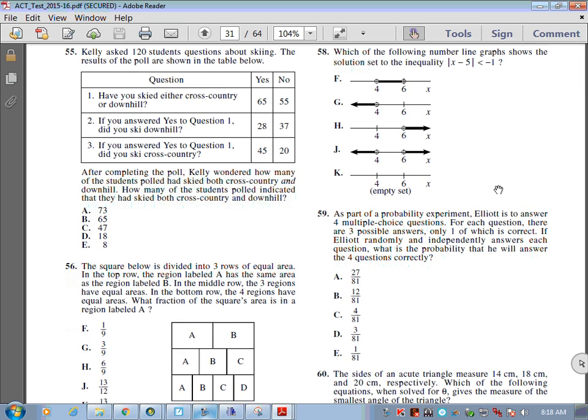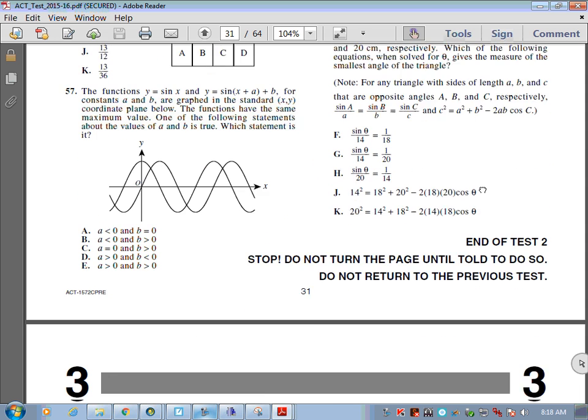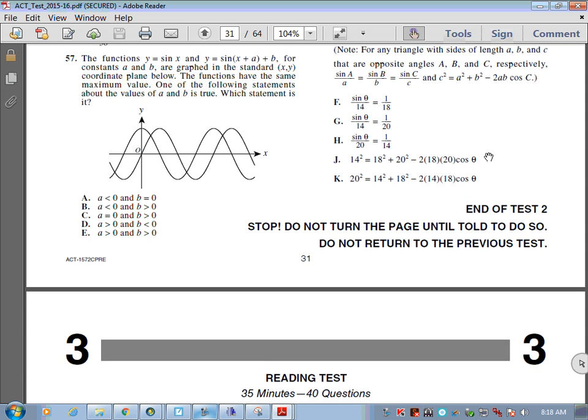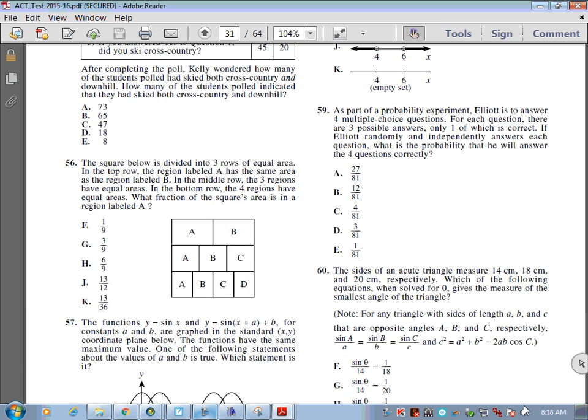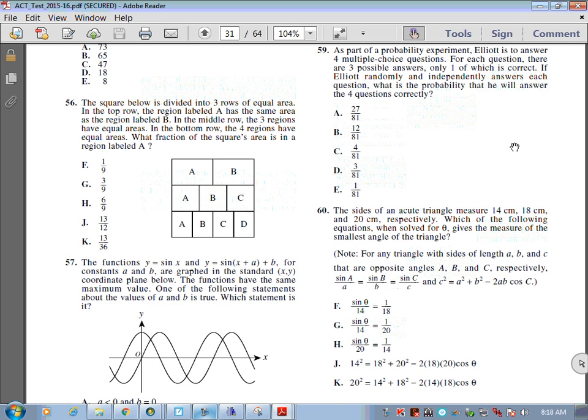55 is E. 56 is K. 57 is A. 58 is K. 59 is E, and 60 is J.